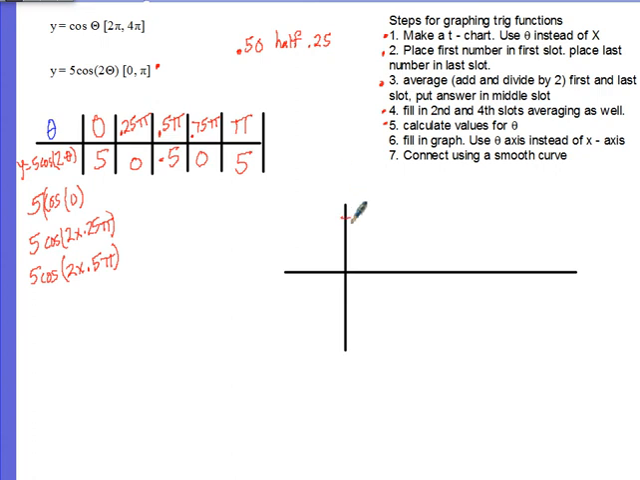So that means you're going to go up to 5. So here's my y, and then here's my theta. I'm going to go down to negative 5. And so here's my 0. 1, 2, 3, 4. So here's 0. Here's pi. Here's 0.5 pi. And then you just follow it out. Fill in your graph. So 0.5 is supposed to be a negative 5, so there you go. Here's that. Here's that. And of course, like I said before, connect with a smooth curve.